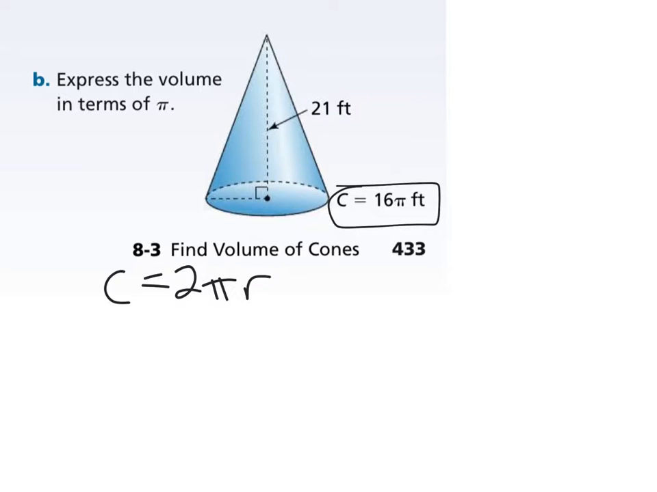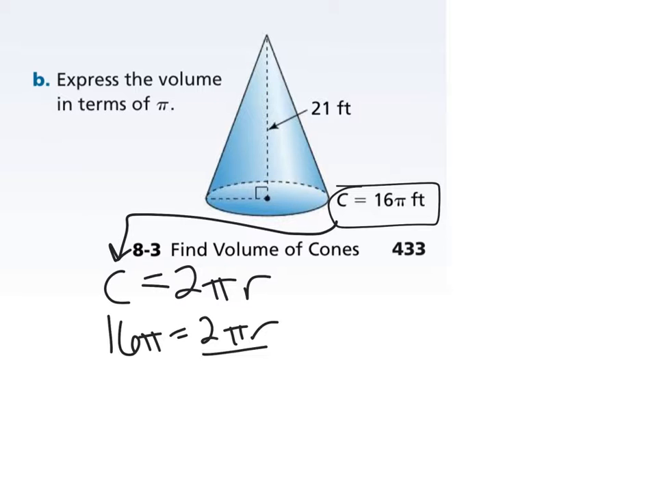Circumference is 2 pi r. And we'll just substitute in. They told us the circumference is 16 pi. So then 16 pi is equal to 2 pi r. We're trying to get the r by itself. How will we do that?